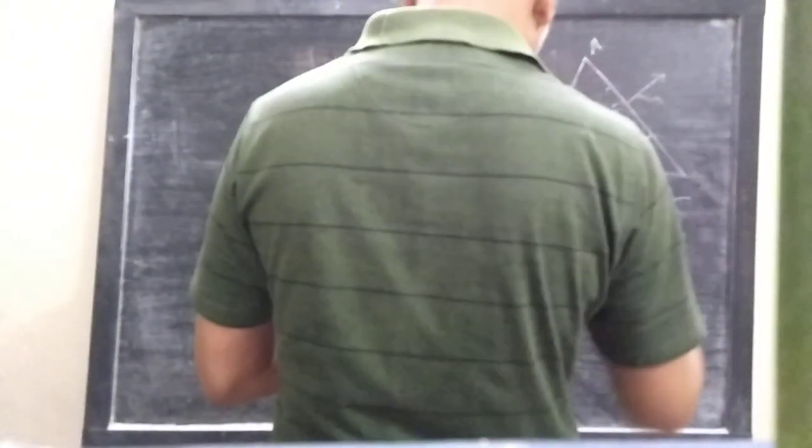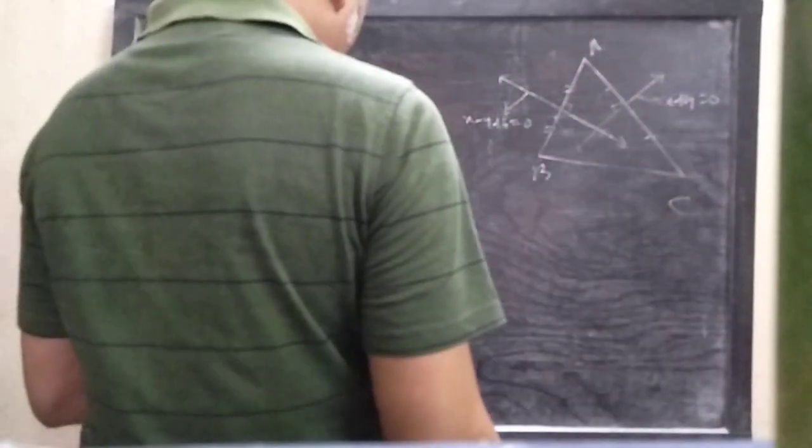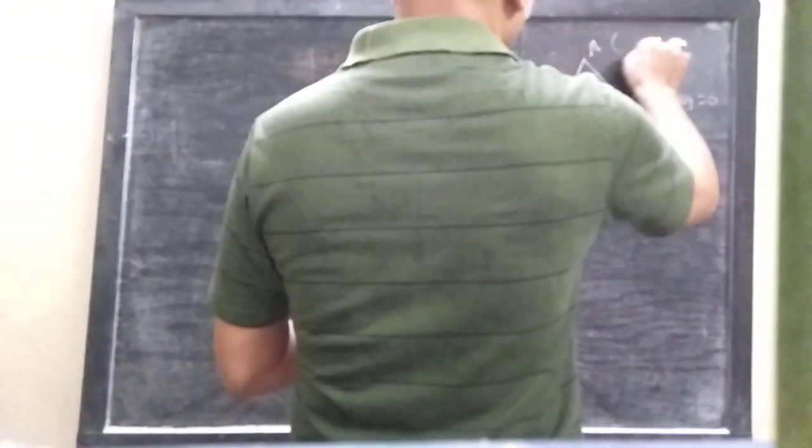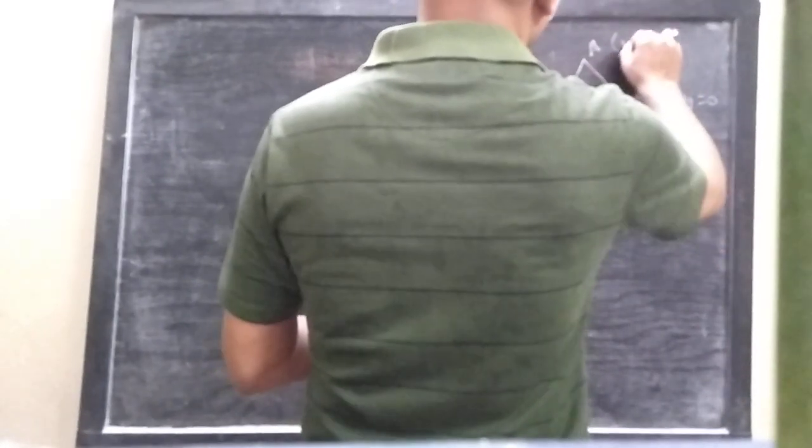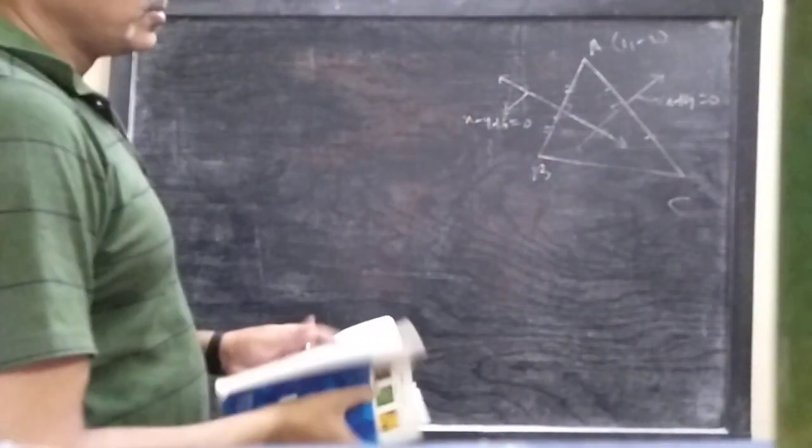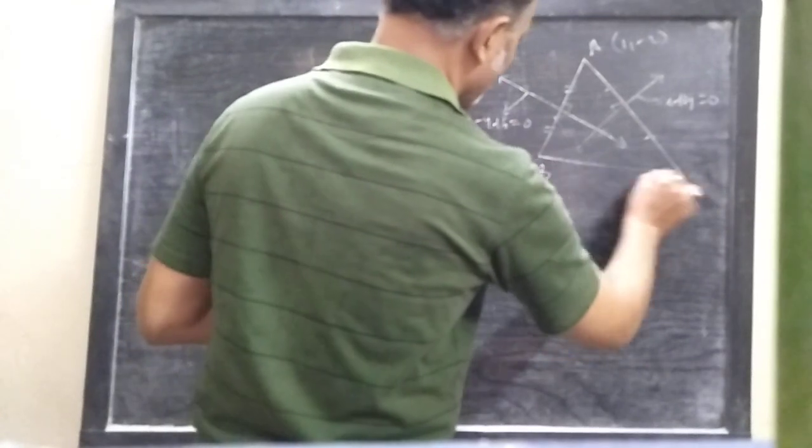The equation of this bisector is x plus 2y equals 0. You are given the coordinates of the vertex A as (1, minus 2), and you are asked to find the equation of the side BC. You have to find the equation of this side.